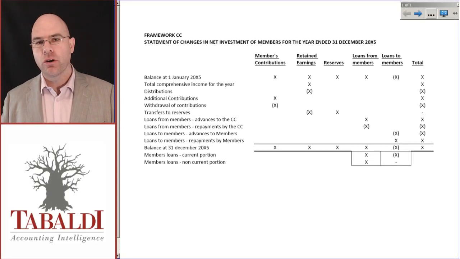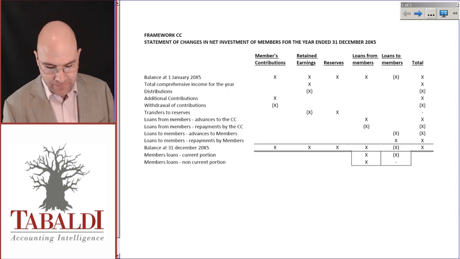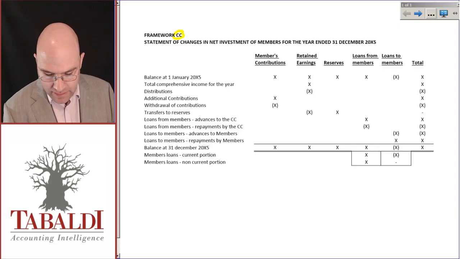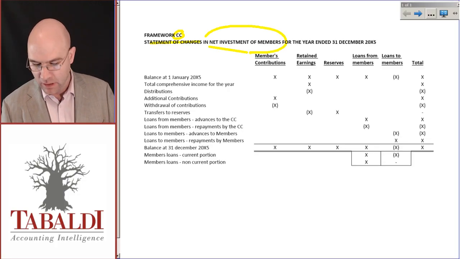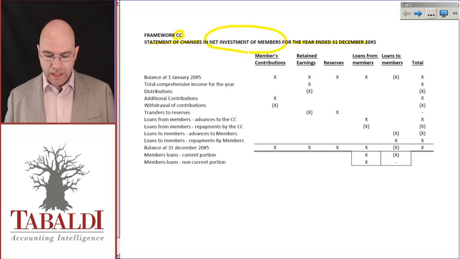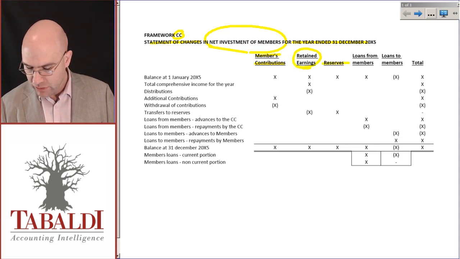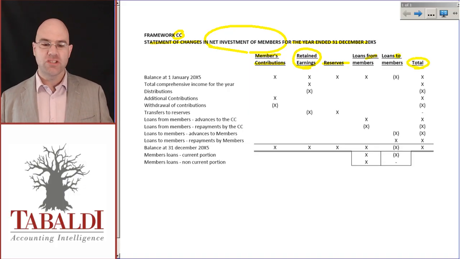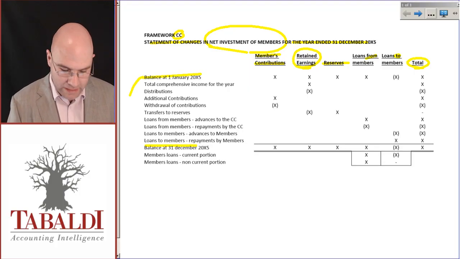Next up, we are going to work with the equivalent of our statement of changes in equity, but for a CC. We'll call this the statement of changes in net investment of members for the year ended. This is going to have the same columns every time: members' contributions, retained earnings, reserves, loans from members, loans to members, and a total. And this is just a reconciliation of opening balance to the closing balance. That's all we're really doing here.